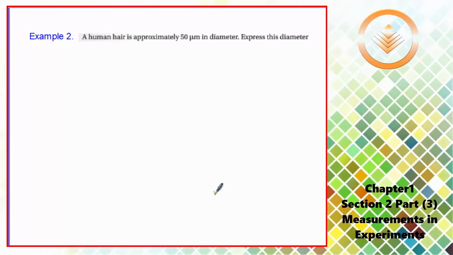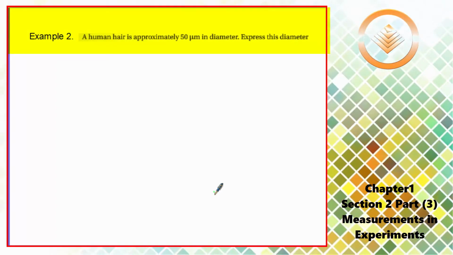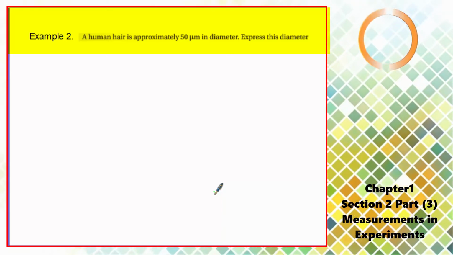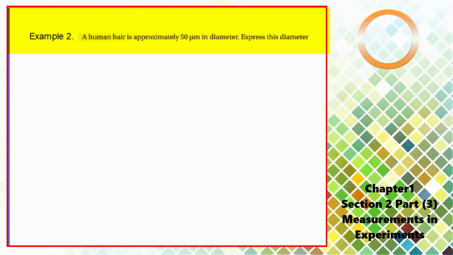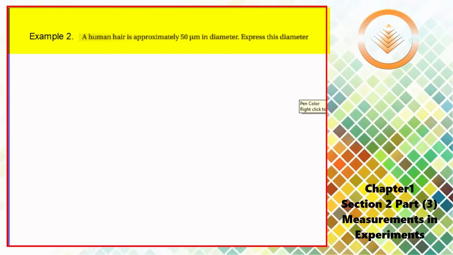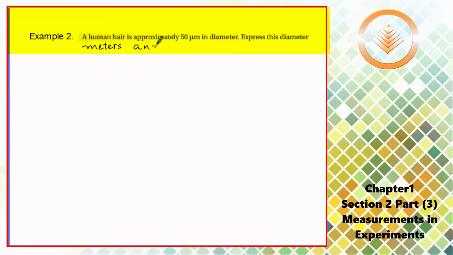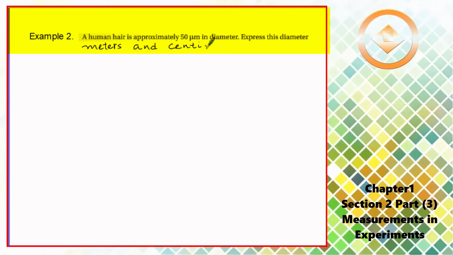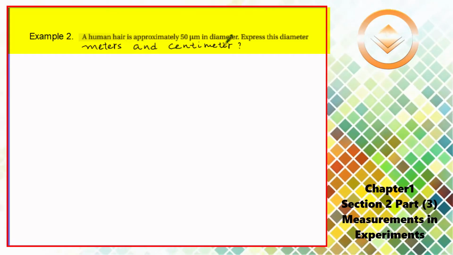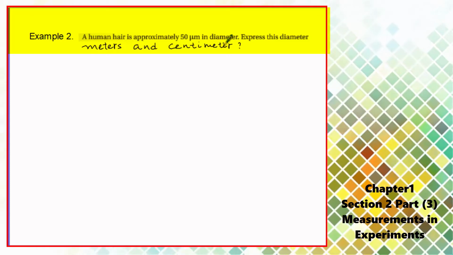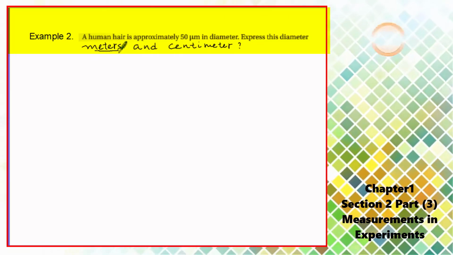The second example is a human hair is approximately 50 micrometers in diameter. Express this diameter in meters and centimeters. Here, the diameter is given in micrometers. We are asked to convert this micrometer to meters and centimeters.